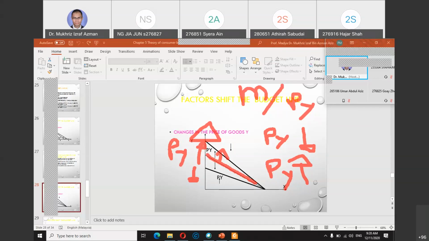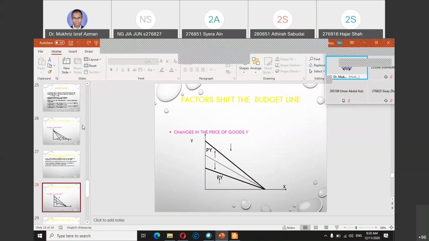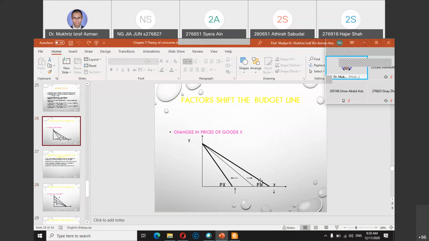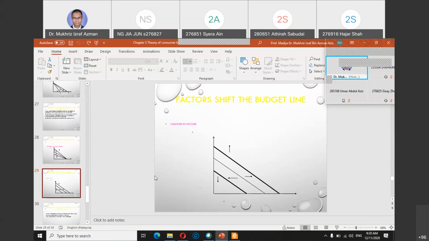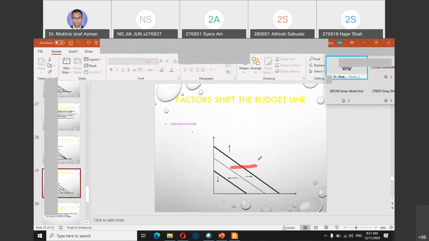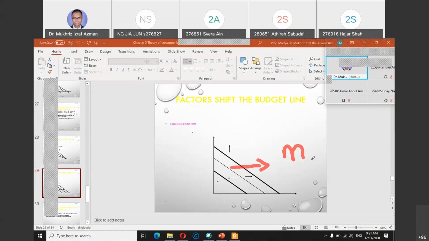So it's the same thing as what you saw before: if the price of X changes, Y remains the same, or the price of X remains the same and the price of Y changes. And thirdly is when the income changes, the income of this person. This is more straightforward. A shift to the right means your income increases, but a shift to the left is when your income drops.